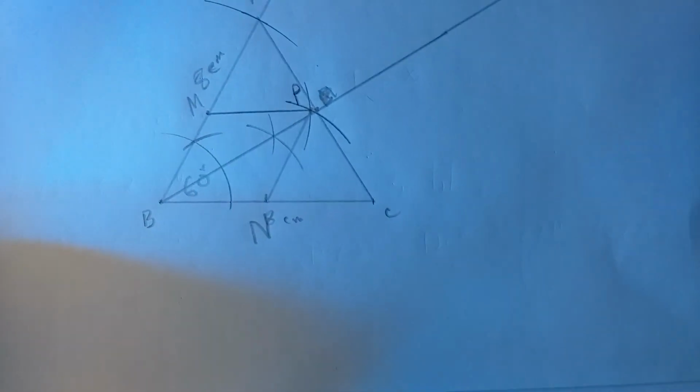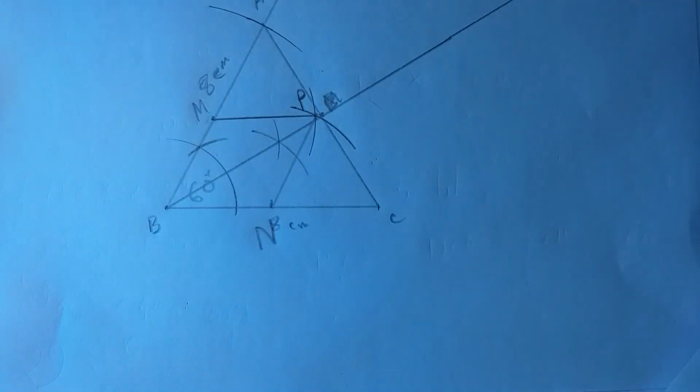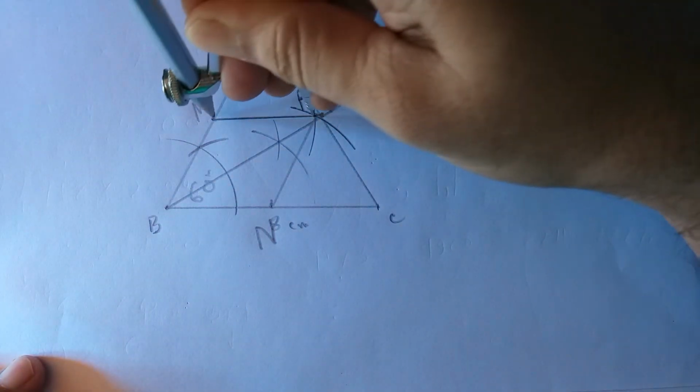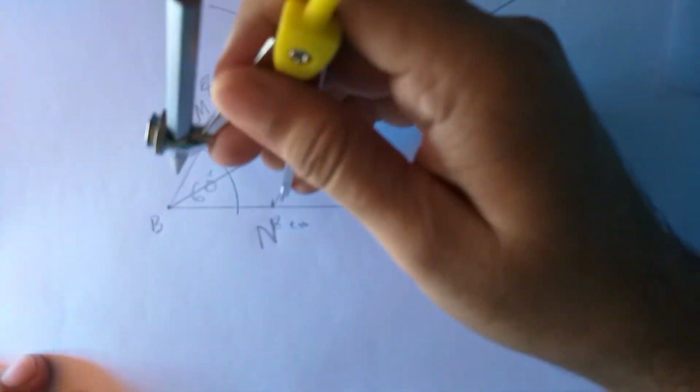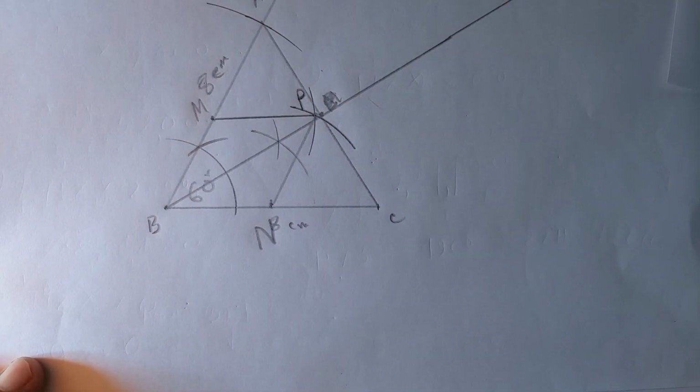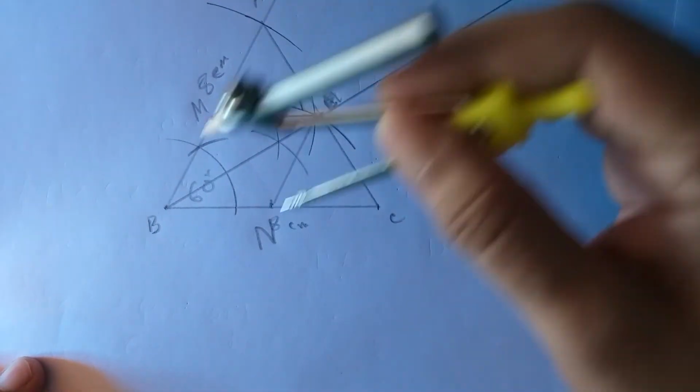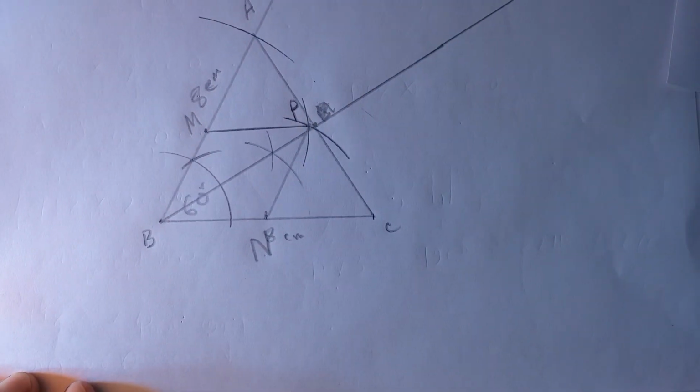Then what is the question asking? Describe the figure BMPN. So what is the name of this figure? Let me check. 4, 4. This one also 4, this one also 4. All sides are equal. Therefore BMPN is a rhombus. That's all.